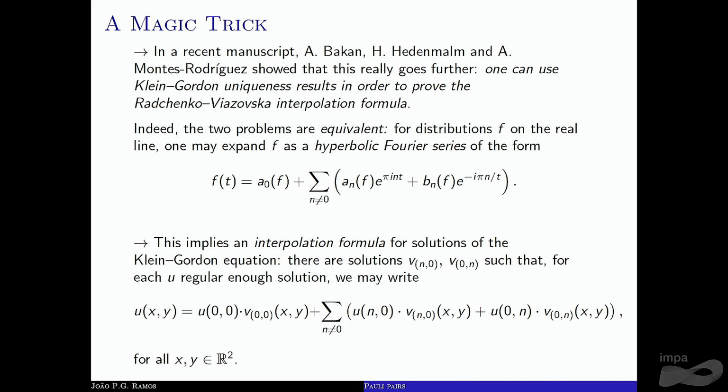So there are some special solutions, V_n0 and V_0n, such that any solution to the Klein-Gordon equation with some mild assumptions can be recovered from the values at the lattice cross, multiplied by this V_n0, V_0n, and summed up, right? So it's very similar. If you take a look at the formula on here and the formula on the blackboard, they're very similar, right? So it's the same kind of formula. But there are some drawbacks.